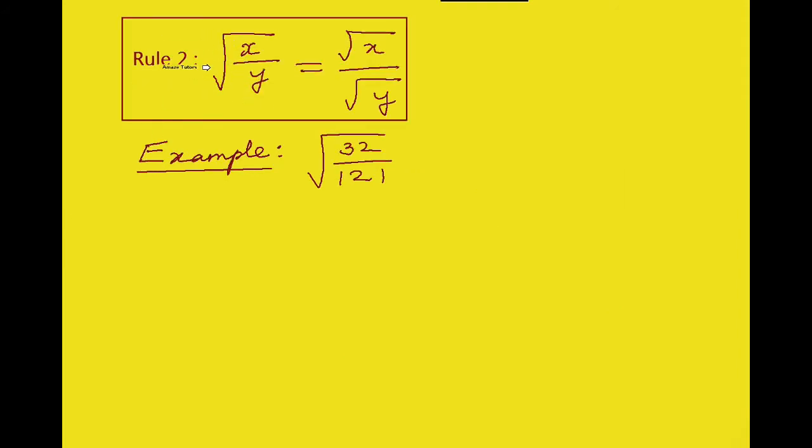Whenever it is a single radical, you can again split it into 2 radicals. Square root of x over y is equal to square root of x over square root of y. So again, I'll explain with one example. Here it's given under one radical, square root of 32 over 121. So according to this property, split the radicals. Square root of 32, square root of 121.